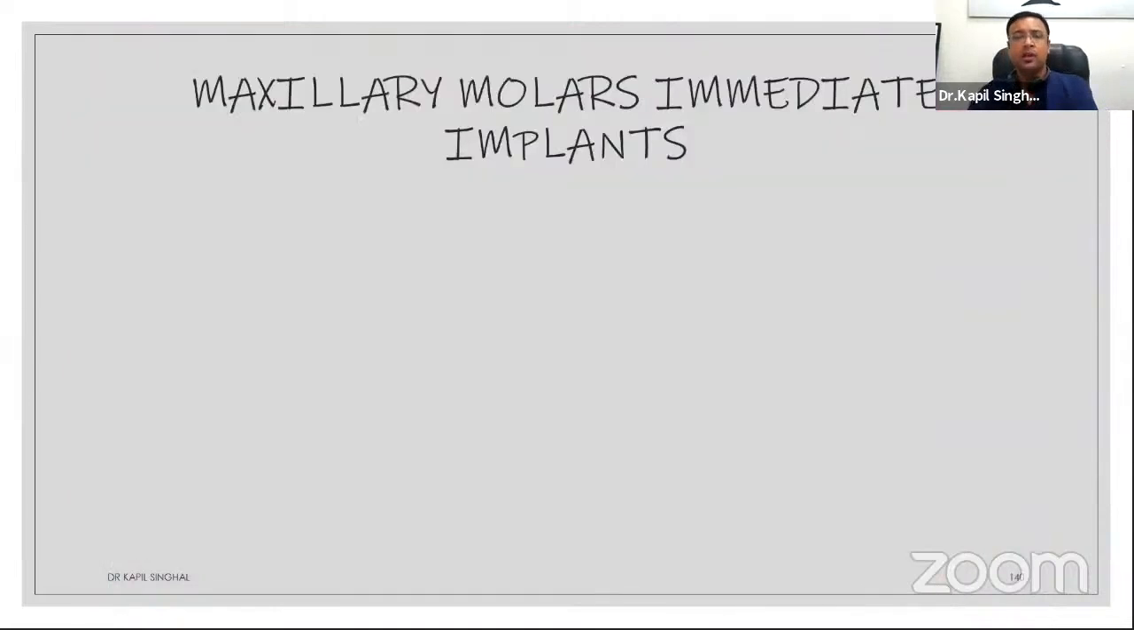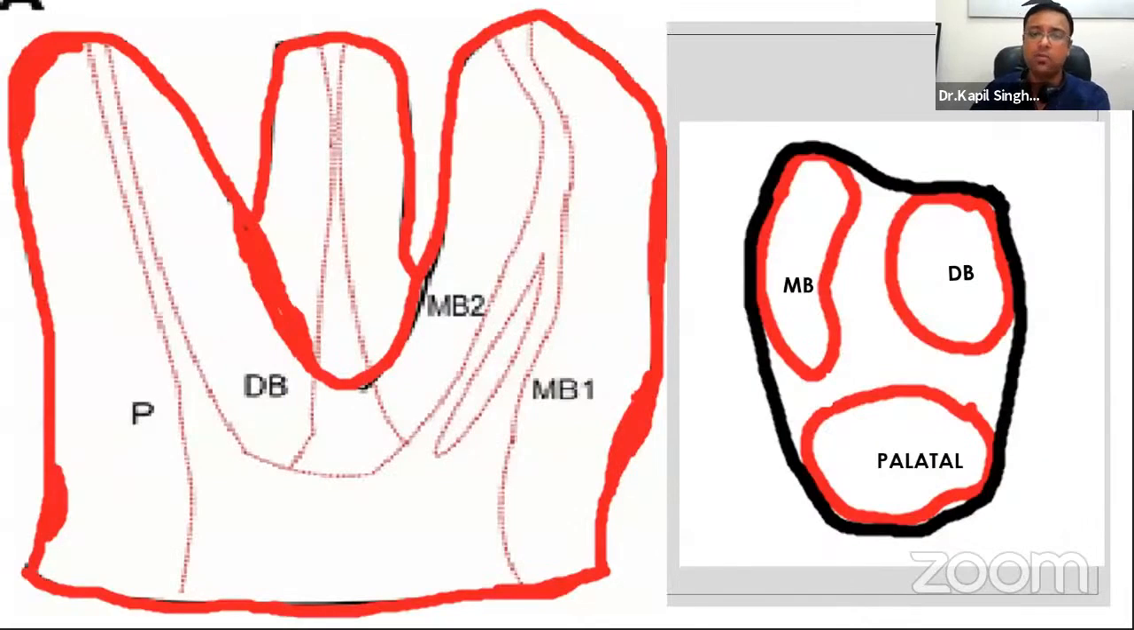Okay, now maxillary molars immediate implant. So what things do you have to remember for maxillary molars? A maxillary molar basically has 3 roots: a mesiobuccal, distobuccal, and a palatal root. And the best part for implant placement in maxillary molar is that the interdental bone in maxillary molar generally is very thick. Interdental bone in maxilla is very thick.